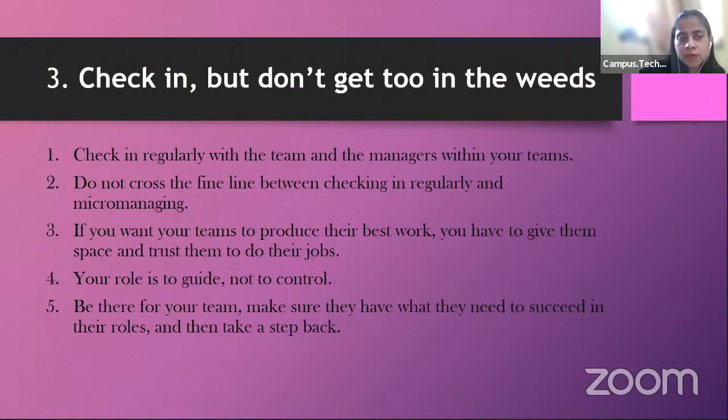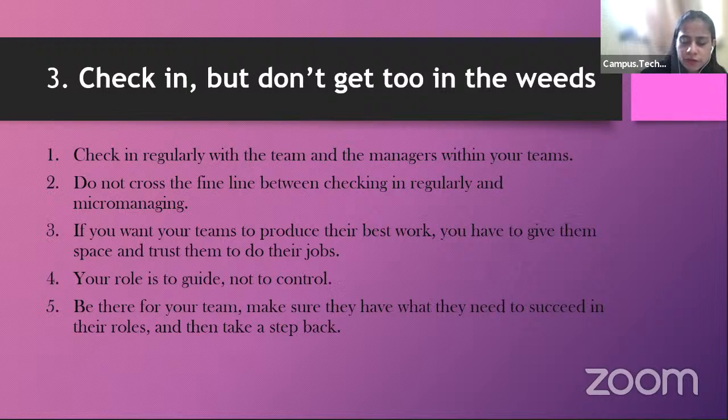And the last point, how to be a transformational leader, says check in, but don't get too in the way. Don't go with micromanagement. We need to check regularly. We need to update regularly, but don't go with micromanagement. You don't have to micromanage the thing. Check in regularly with the team and the managers within your team. Do not cross the fine line between checking in regularly and micromanaging.